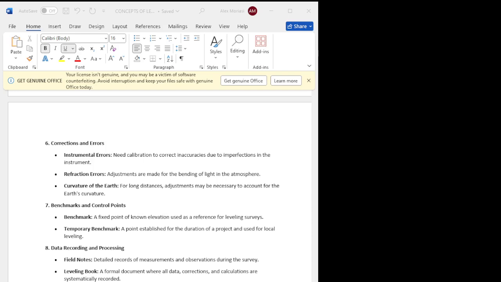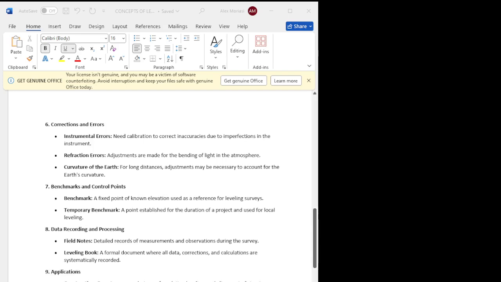Number 2, we have refraction error. Adjustments are made for the bending of light in the atmosphere. This is like maybe the sun obstructs your readings, maybe your vision. And then we have curvature of the earth. For long distances, adjustment may be necessary to account for the earth's curvature.